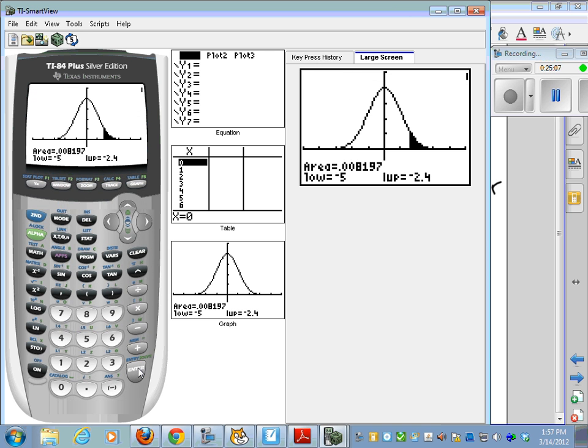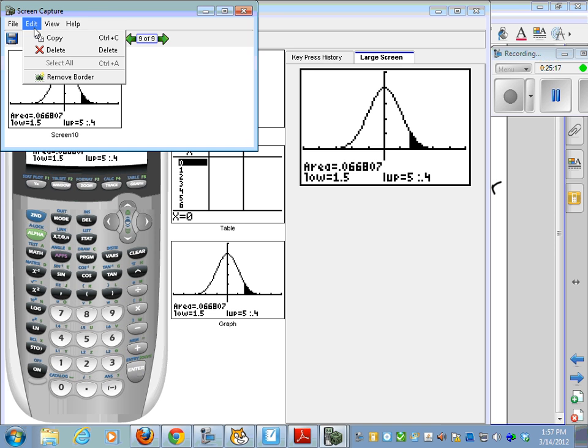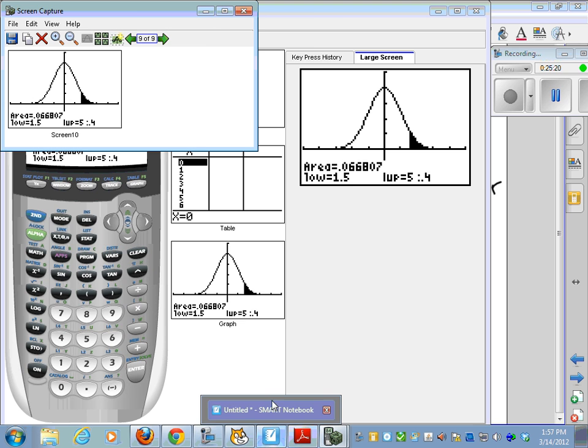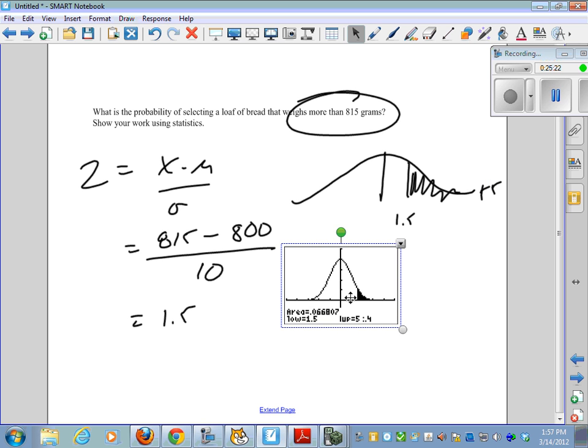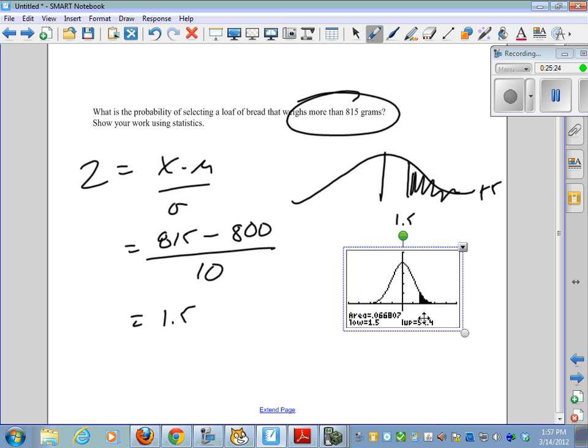Now, do you need to clear the drawing all the time? If you don't, if you know what the drawing looks like, it's no big deal, because the answer is going to give it to you. It's 0.0668, or I guess that would be about 6%, wouldn't it? Yes. The shade norm is going to give you, I'm going to shade norm from 1.5 to 5, and my answer is 6.7% of loaves of bread weigh more than 815 grams. Done.